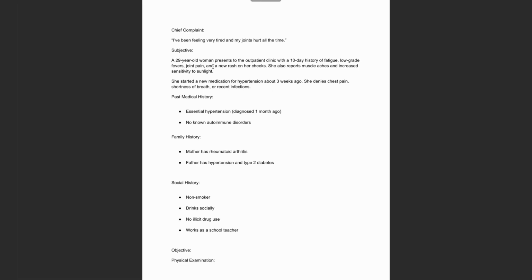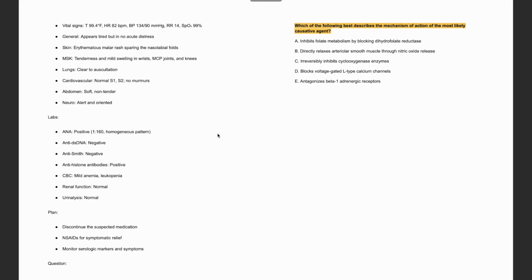We'll go through and read really fast. So chief complaint, it says, I've been feeling very tired and my joints hurt all the time. So we're most likely looking at a rheumatic or musculoskeletal system in this question. And then we're looking at the subjective: low-grade fever, joint pain, and a new rash on the cheek. So right away, joint pain, muscle ache, new rash, I'm thinking SLE. And then we'll go ahead with physical examination, because most of the time we want to read the chief complaint, the subjective, and then the physical examination, and if needed we can go through the other histories.